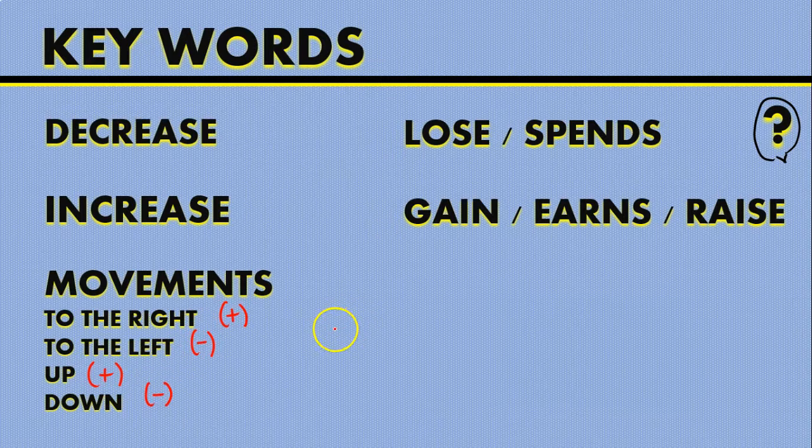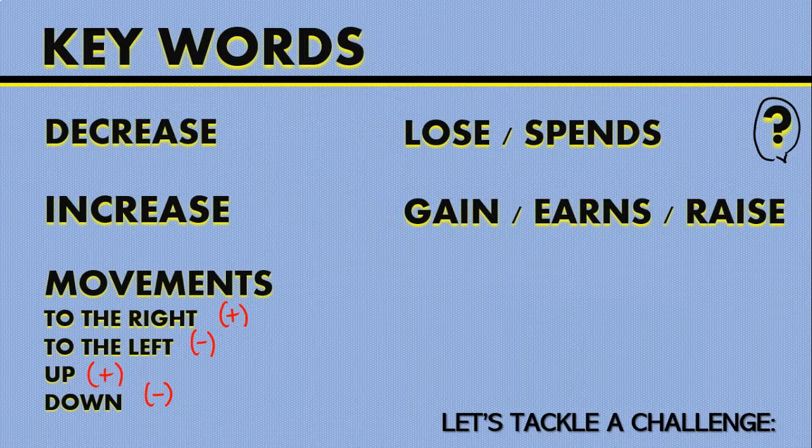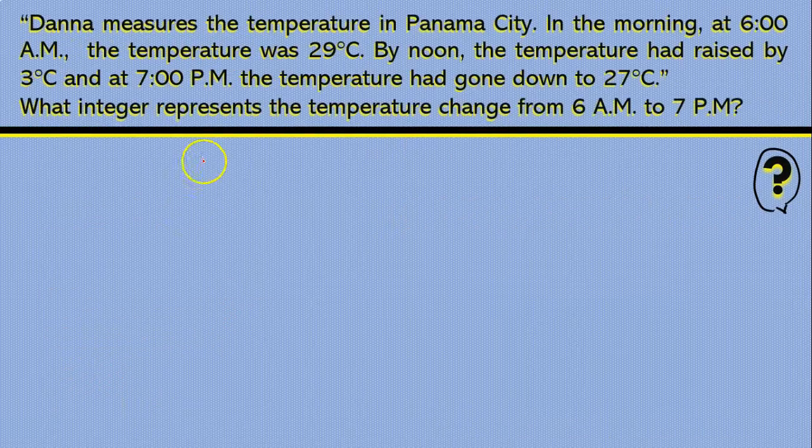Now we're going to see not one, but two problems in which we can actually see what I mean by these keywords. Let's tackle this challenge. So the problem here says, Dana measures the temperature in Panama City. In the morning at 6 a.m., the temperature was 29 degrees Celsius. So that's our first reading. At 6 a.m., the temperature was 29 degrees Celsius.